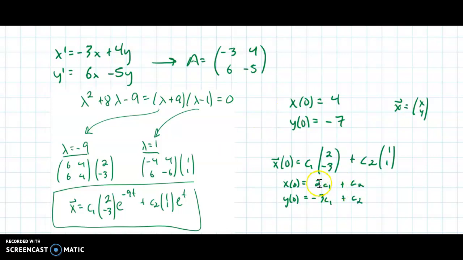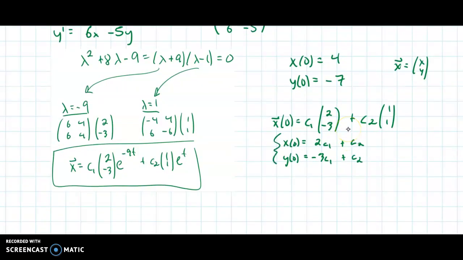And notice I can now solve for these c's because I know that 4 is going to go in right here and negative 7 is going to go in right here. So this becomes a system. 4 equals 2c1 plus c2, and negative 7 equals negative 3c1 plus c2. This becomes a system such that if I solve it, I get my c values.